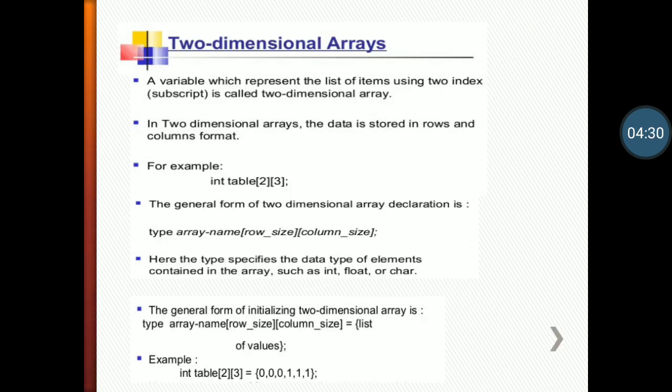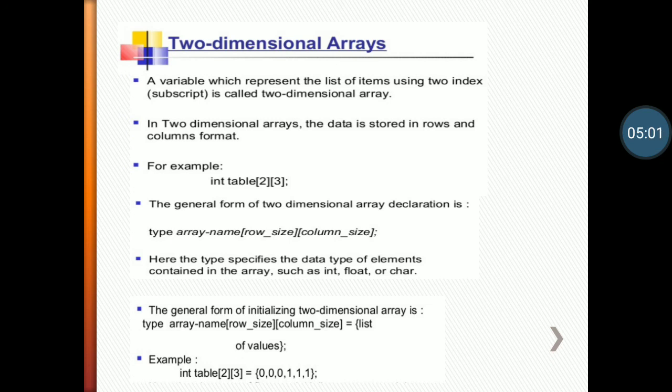Next, two-dimensional array. A variable which represents the list of items using two indexes is called a two-dimensional array. In two-dimensional arrays, the data is stored in row and column format. For example, int table[2][3]. Here int is a data type, table is an array name, 2 is the row size and 3 is the column size. Data type may be integer, character or float.